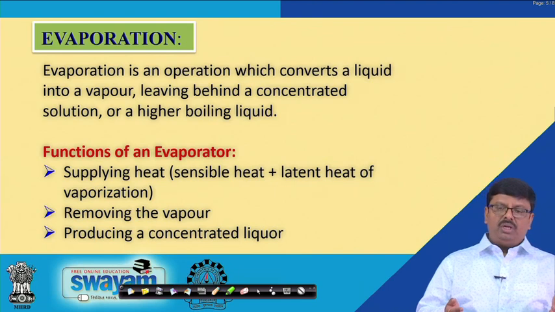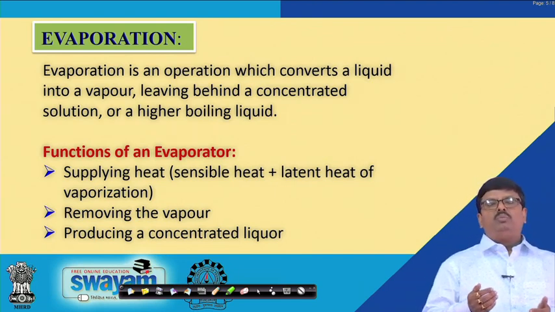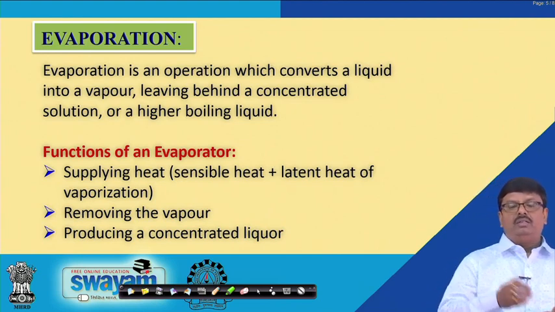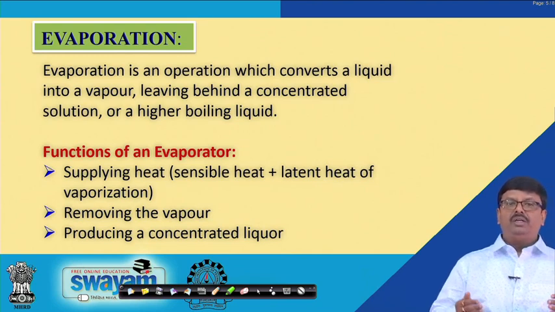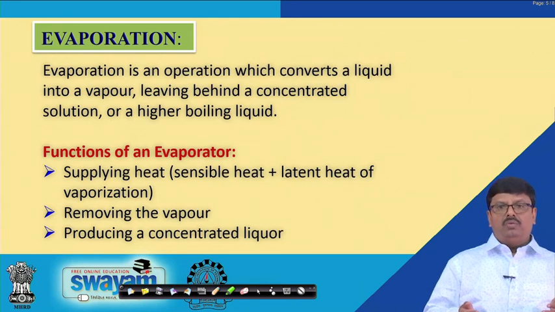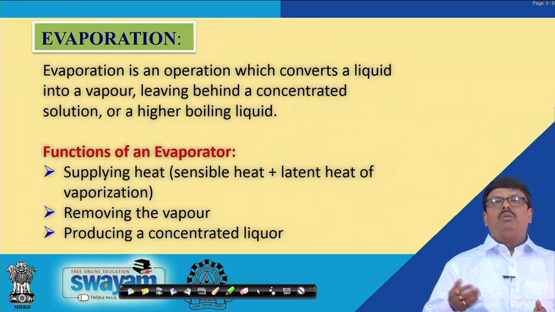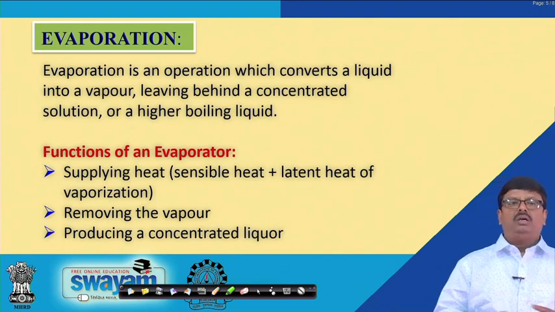The sensible heat serves the function of bringing the liquid to its boiling point, the boiling point of the liquid that is to be evaporated in an evaporator. And the latent heat of vaporization is required for the vaporization of the liquid, the dilute liquor, which will be converted into concentrated liquor or thick liquor.